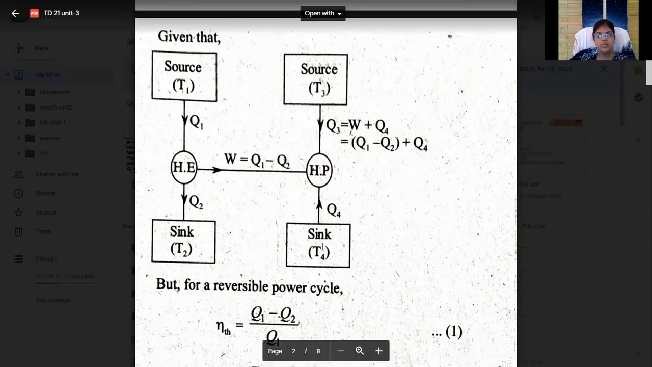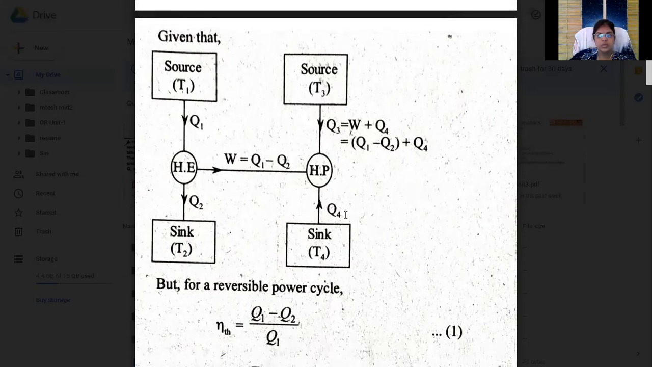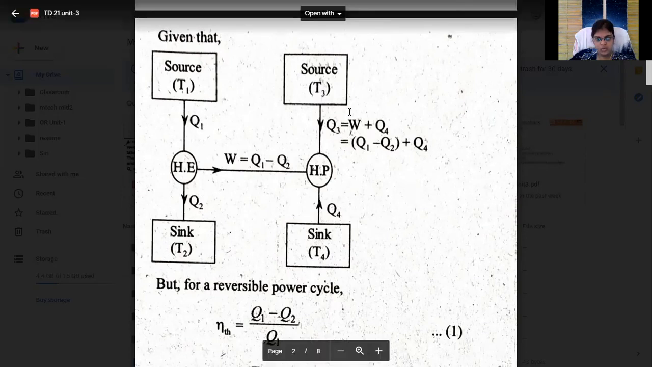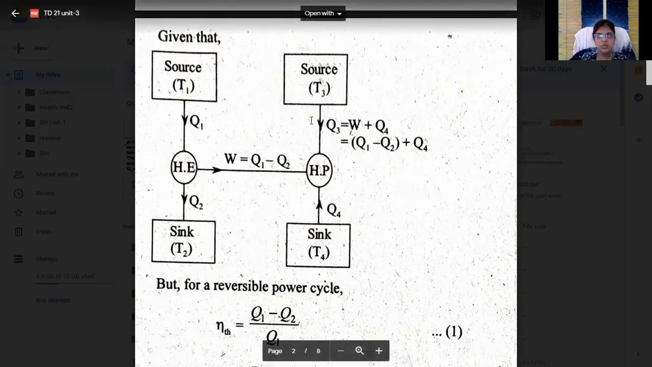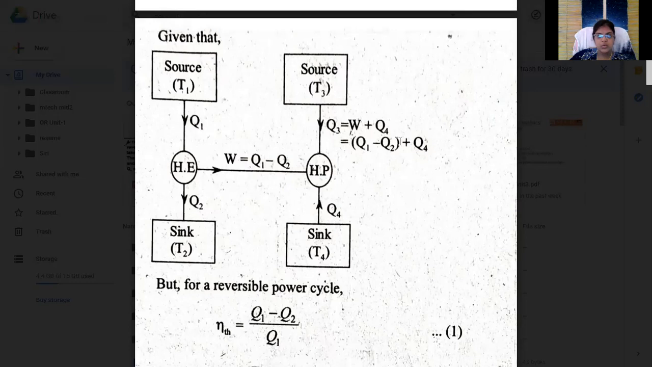So the heat flows from T4 to T3. So at Q4, heat supply of Q4 and Q3. Here, what is Q3? Entering is equal to leaving. Actually, this arrow is up, not down. So Q4 to Q3, the upper arrow. So Q3 is equal to W plus Q4. So what is W? W is nothing but Q1 minus Q2.